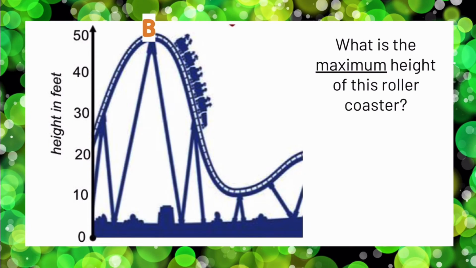What is the maximum height of this roller coaster? In order to do that, notice that the height is going to be on the vertical axis, also known as the y-axis. So you go to your highest point here, which is B, and you just read across. So I can say that that would be 50 feet.